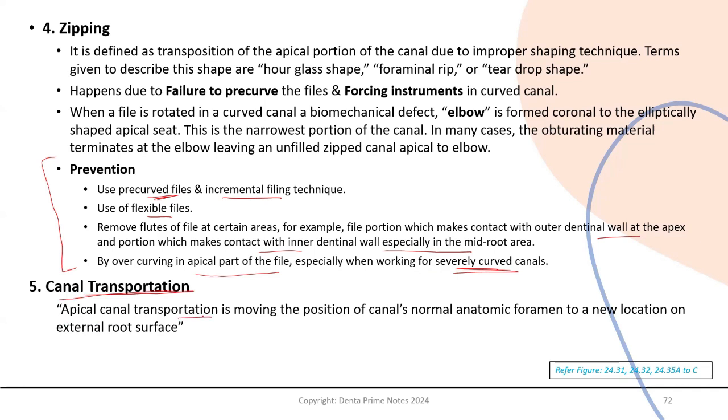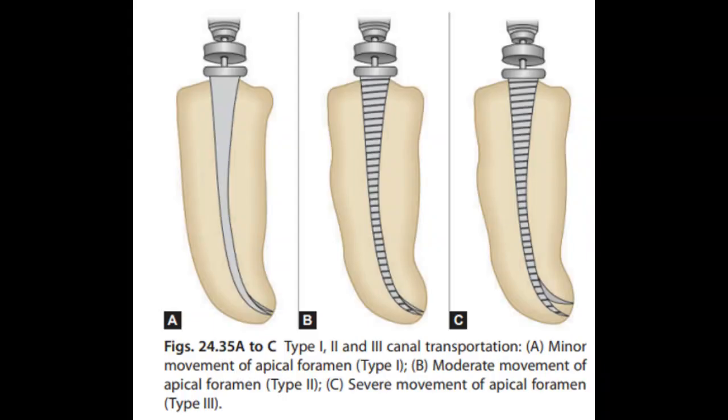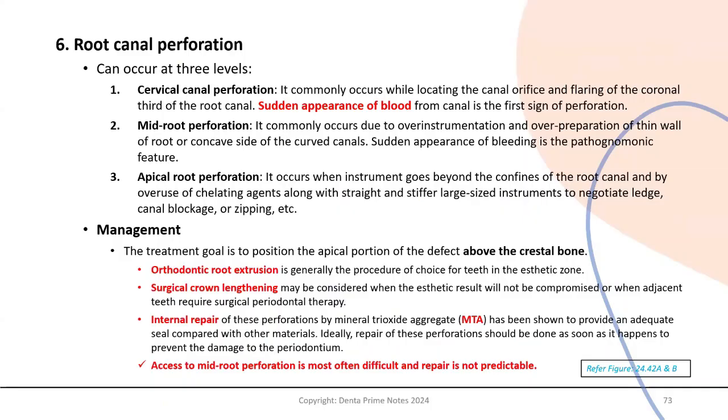Next comes canal transportation. Apical canal transportation is moving the position of the canal's normal anatomical foramen to a new location on the external root surface. It's pretty much similar to zipping. Now, see here. Type 1, 2, 3 canal transportation. There is minor movement of the apical foramen, then a little more, and then there is severe movement of the apical foramen.